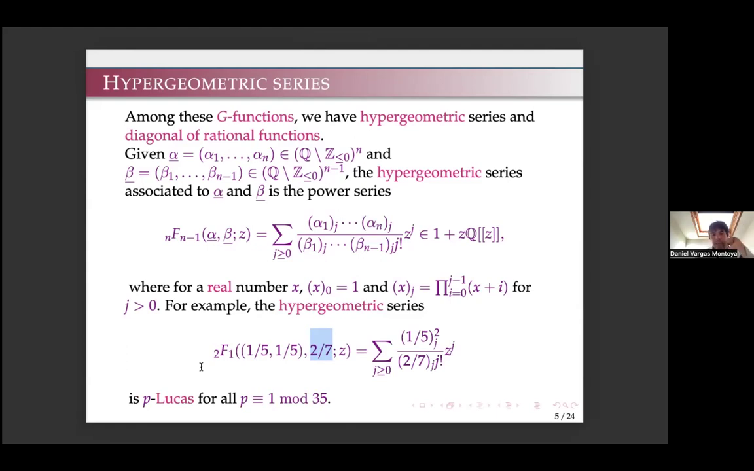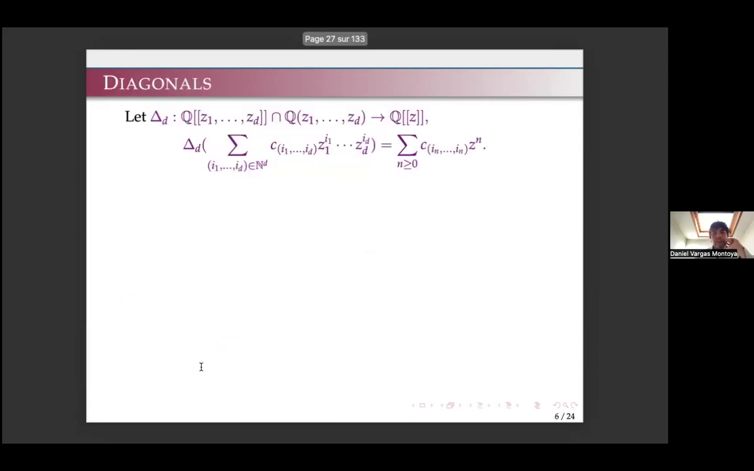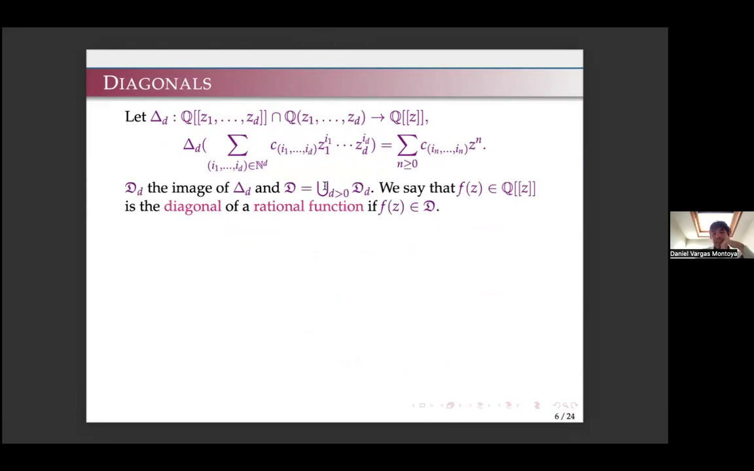Here is the definition of the diagonal. We have the diagonalization operator. It's defined on power series in several variables, which are also rational functions, and it just takes the diagonal coefficients of the power series. So it's a basic definition. We have the image of delta, D, and D is the union of the D_d. We say that f is a diagonal of a rational function if f belongs to D.